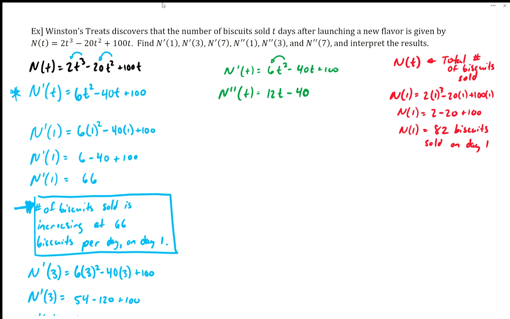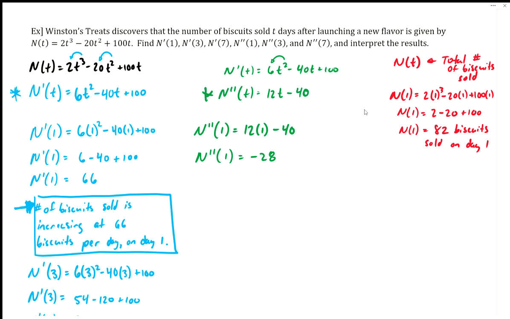This is going to be weirder. Let me stick to green. We've got our n double prime. Let me star that, because we're going to use this again multiple times. So n double prime of 1 would be 12 times 1 minus 40. As we simplify this, 12 minus 40 is negative 28.